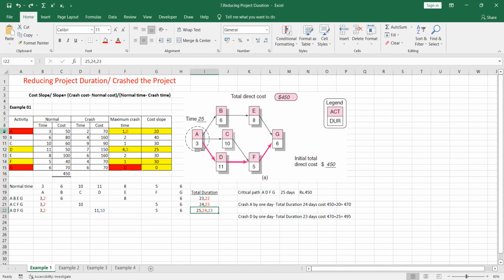So we cannot crash the activity A. We have crossed this activity. So now we are remaining with what? Activity D and activity F. So by remaining with activity D and F, which is the activity now we are going to reduce?